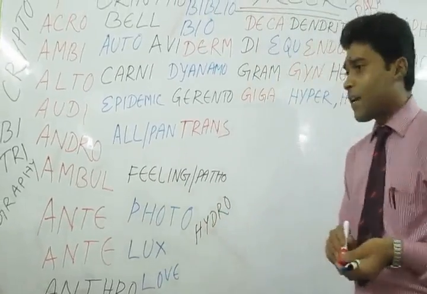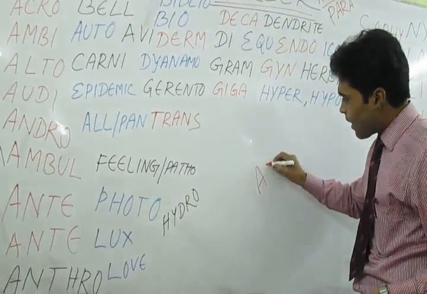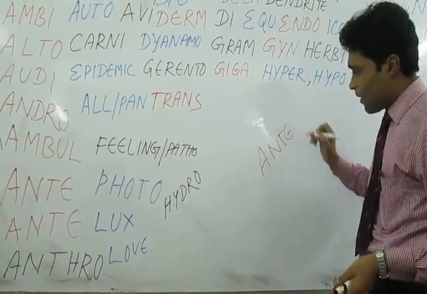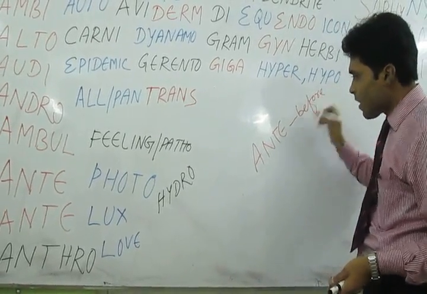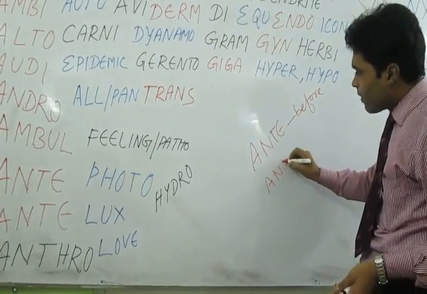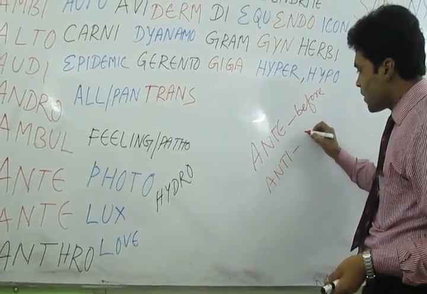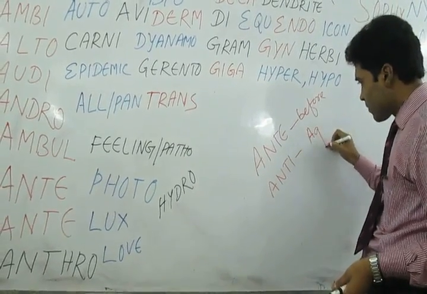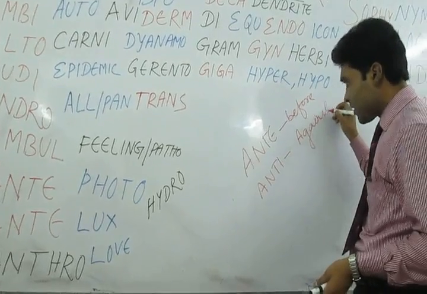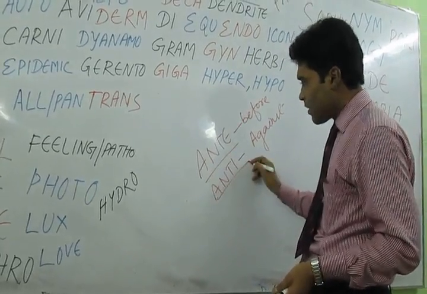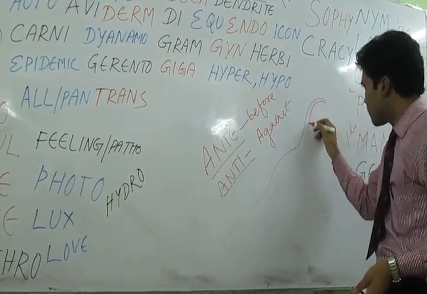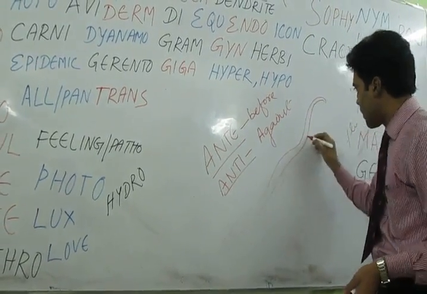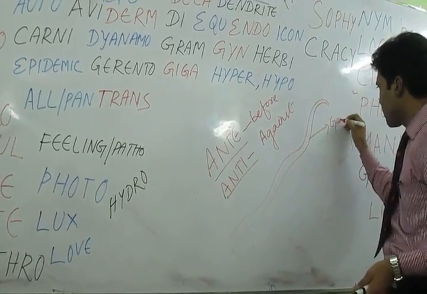Another word is ante. Suppose A-N-T-E, ante, means before. And A-N-T-I, anti, means against. Just see these two Greek words. Suppose one river is flowing like this. One river is flowing like this. Suppose it is Ganga. Let it be Ganga.